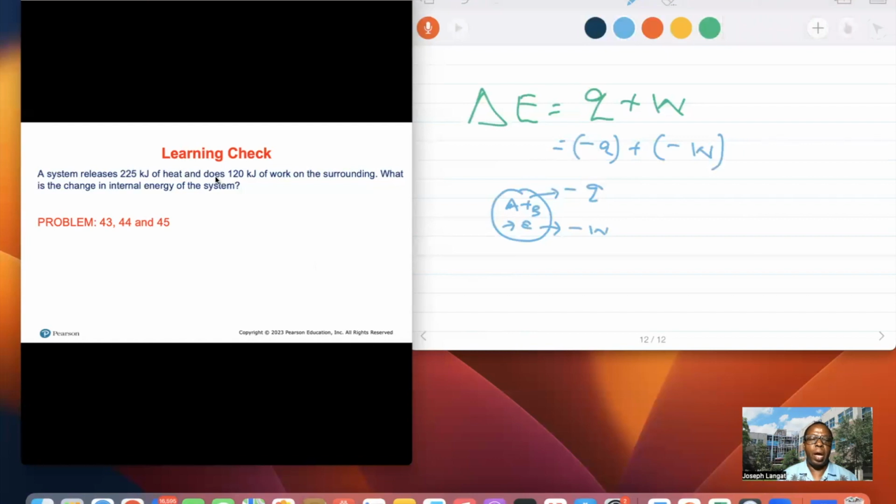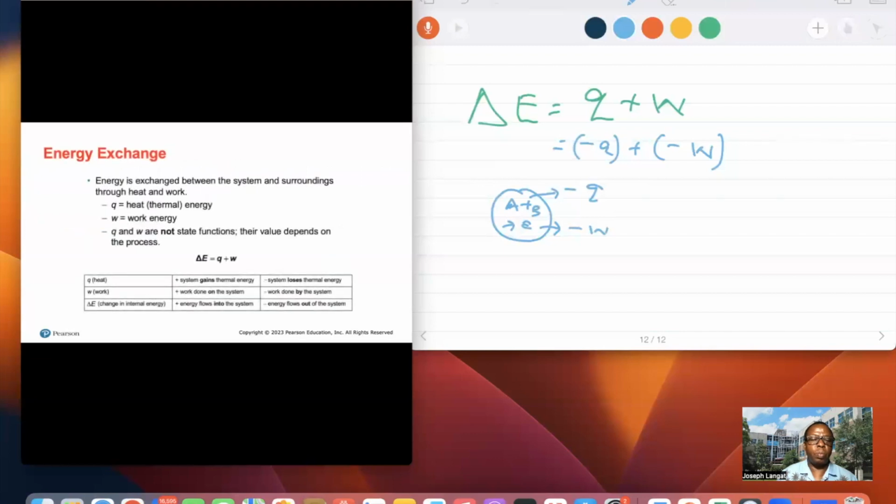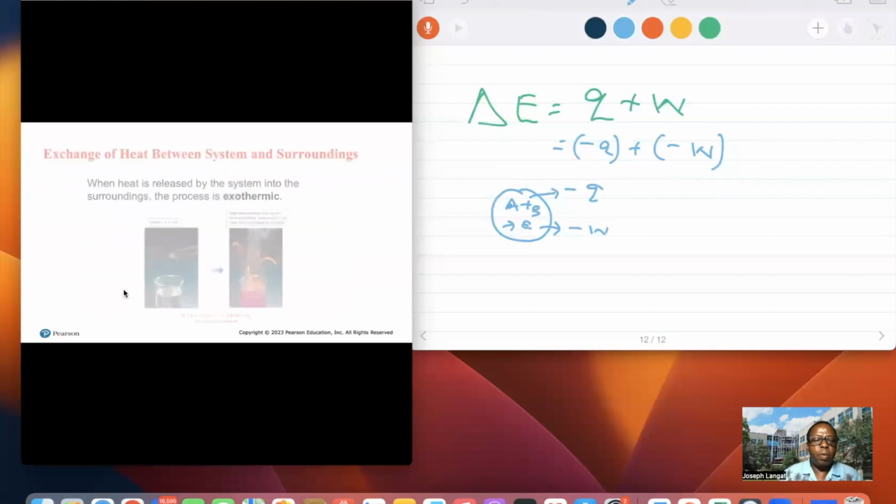Work done. Look, does work. That means the system is doing work, is carrying out. So I'll have it as negative. How do I know that? It's based on what we talked about here. Work done by the system is going to be negative. The system loses heat, so it's going to be negative Q.